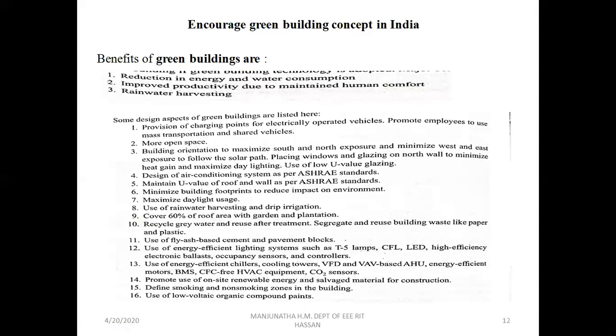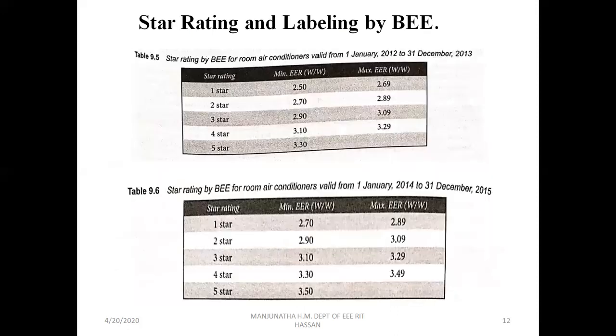If you adopt these mechanisms at the time of construction of the buildings, it reduces the capacity of the HVAC system needed for the building. Thereby, we can easily conserve the energy. This is also one of the energy conservation methods, that is, encouraging the green building concept in India. It is also considered as one of the energy conservation measures for the HVAC system.